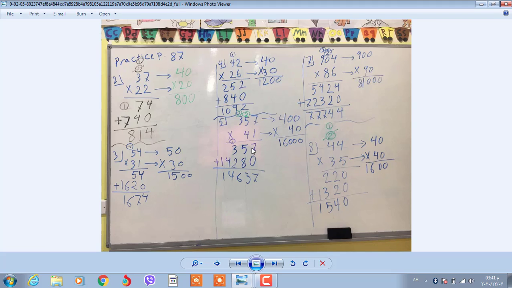So 357 plus 14,280 equals what? Equals 14,637. For estimation, we have 357. Estimate to 400, because 5, increase 3 by 1 equals 4. So we have 400. For 41, we have 40. Why? Because 1 is less than 5, so it stays the same number, 4. And we have 40. Now because we have 3 zeros, write down 3 zeros. 4 multiplied by 4 equals 16.